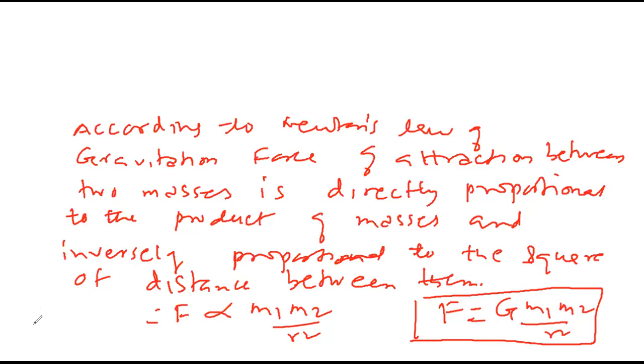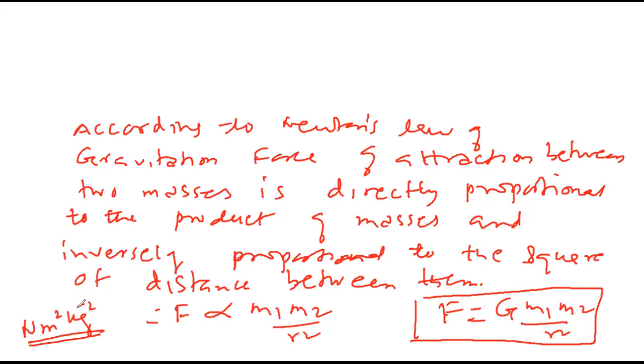What is the unit of this capital G? Sir, but what are the units? Newton. We just did this unit. Okay. This is Newton meter square upon kg square. So Newton meter square kg raised to minus 2.